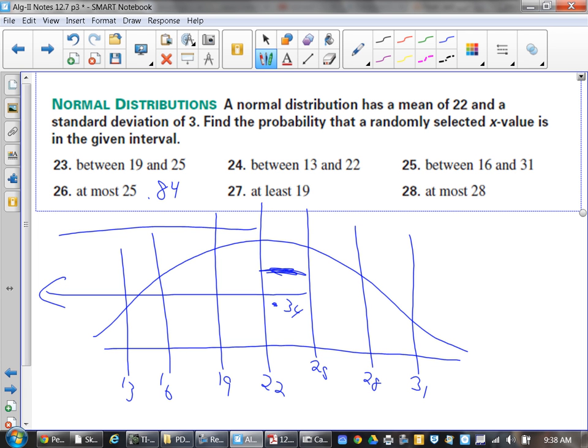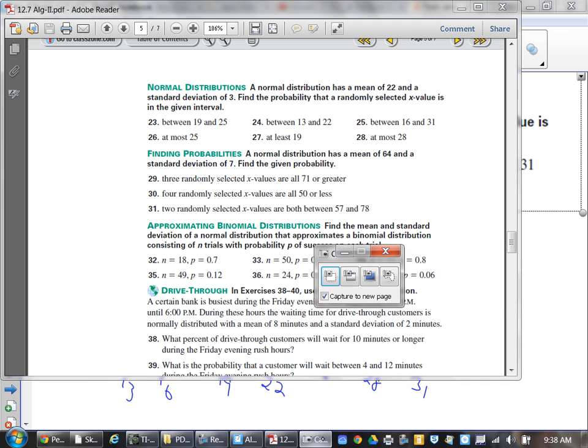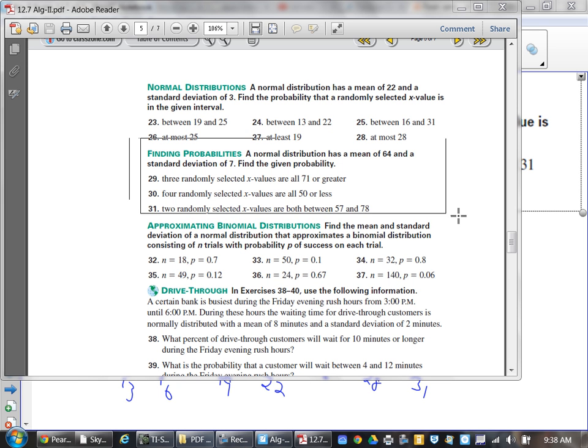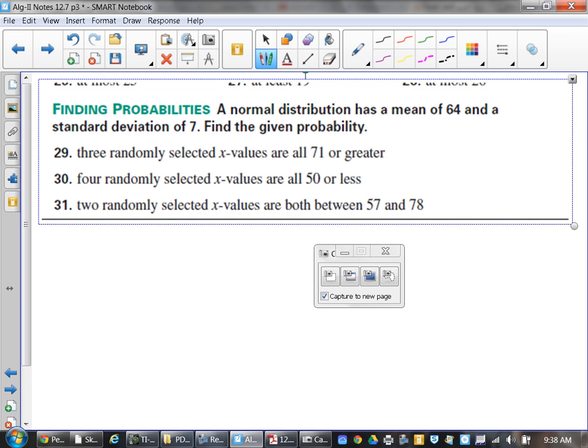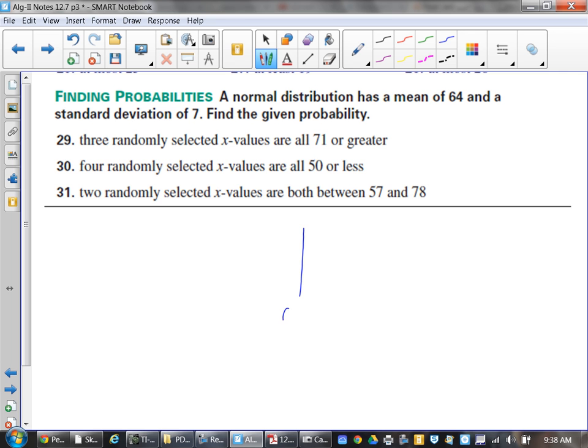Okay? Now, what I want to look at real quick is just those three. You probably already have it done. What changes if you're trying to find 3 randomly selected things versus just 1? All you have to do is multiply it out 3 times, you just raise it to the power. So where they're saying that you have a normal distribution of a mean of 64 and a standard deviation of 7, what are 3 randomly selected values are all 71 or greater.